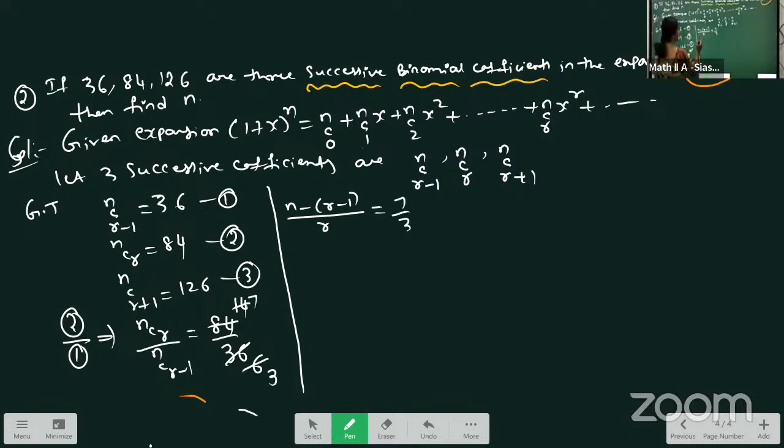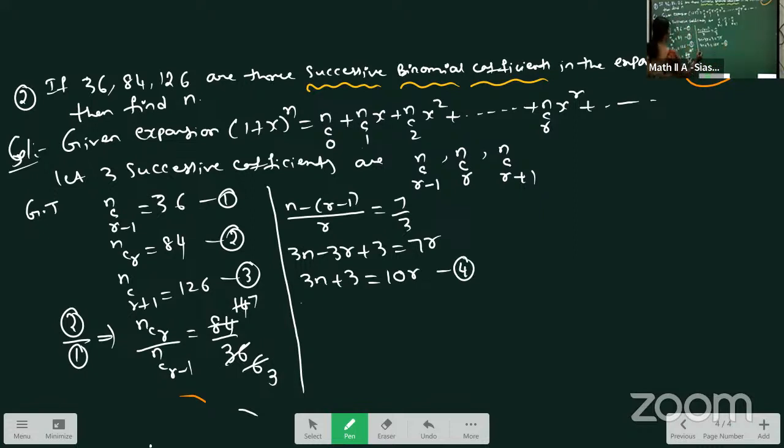Cross multiply. 3n minus 3r plus 3 is equal to 7r. So 3n plus 3 is equals to, if minus 3r goes to that side, plus 3r. 7r plus 3r is 10r. Take this as equation 4.